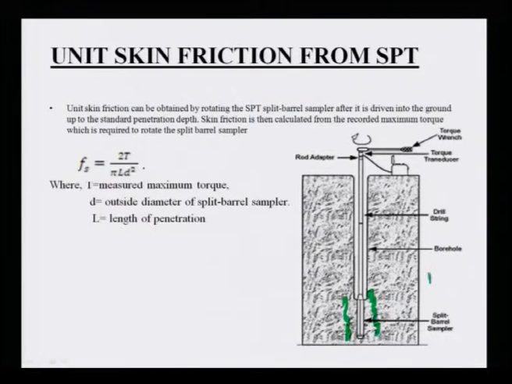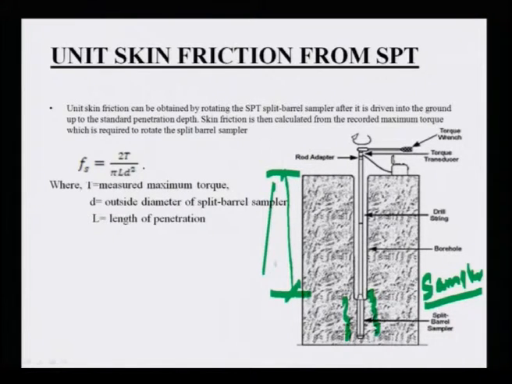This is your sampler. After conducting the standard penetration test and measuring the value of N at a given depth, you can rotate the SPT sampler driven inside, so that you can get skin friction, meaning how much torque it can take by means of rotation.